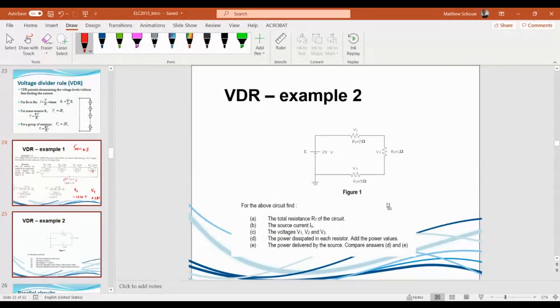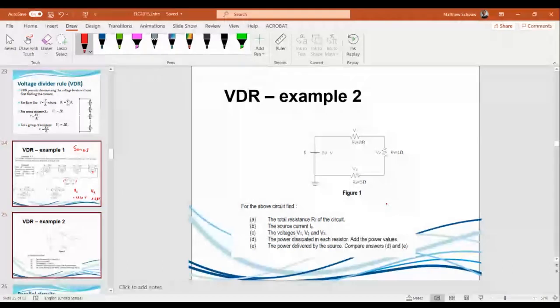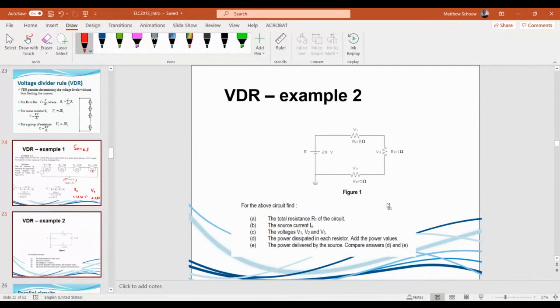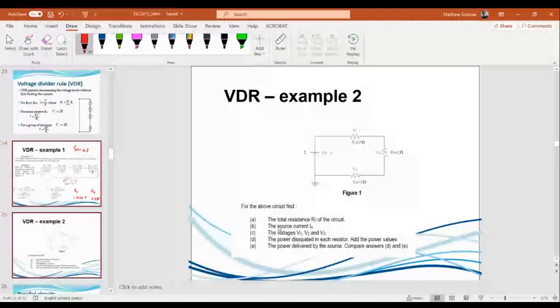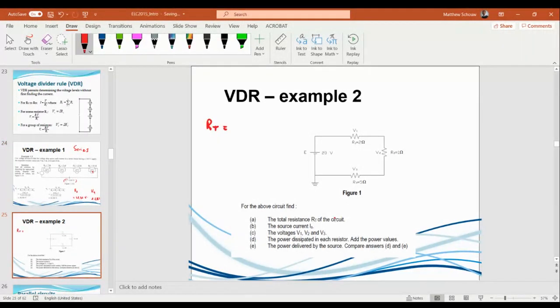Okay, next example. Here we are just looking at a quick example on how we're going to do this. So it's a series circuit. You can see we have a ground here, and I probably want to end up with this example and continue tomorrow. And the total resistance, so RT, that's going to be the sum of these guys, 2, 1, and 5. That's 8 ohms.